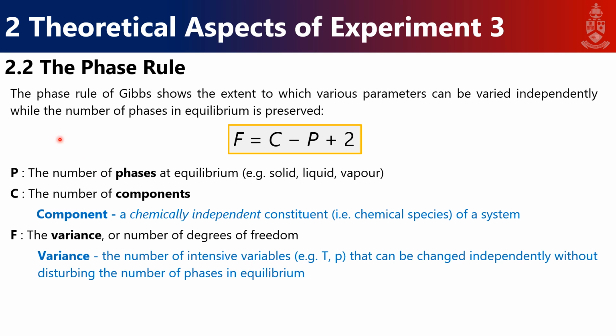For now, I think it will be best if you just remember that the number of phases you are working with would be liquid and vapor. So you've got two phases. You've got a two-component system because you have a mixture of two species. And then from that, you can calculate your variables. I will explain this more in the next slide.